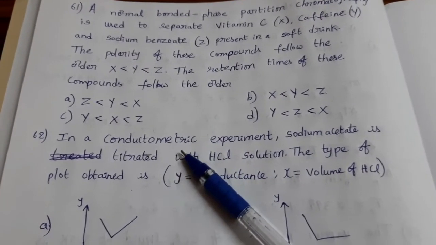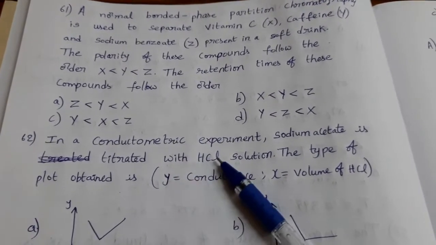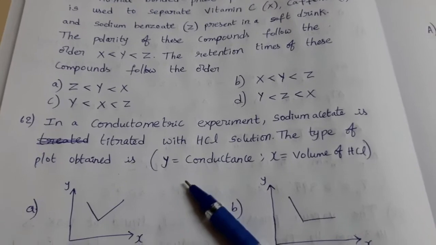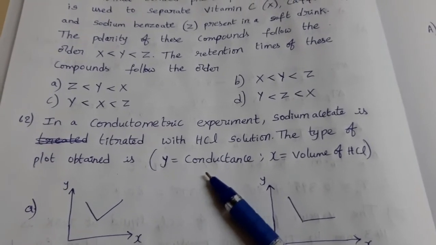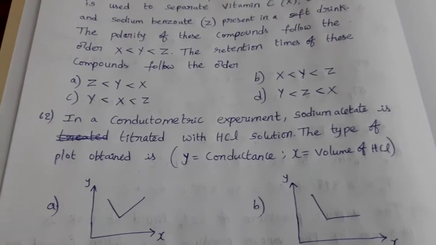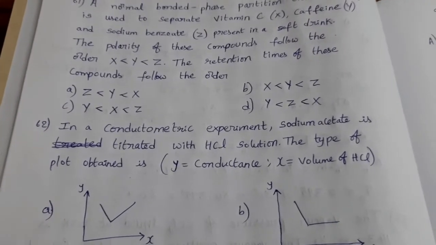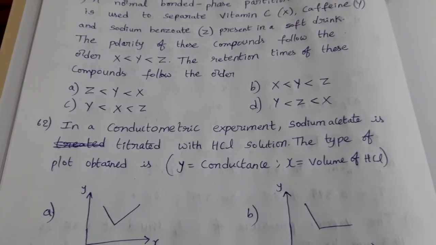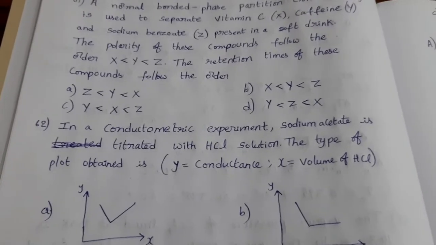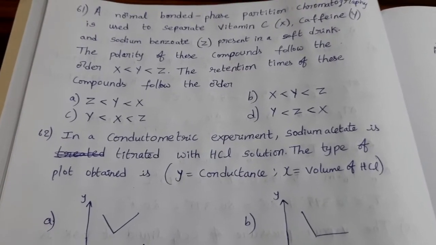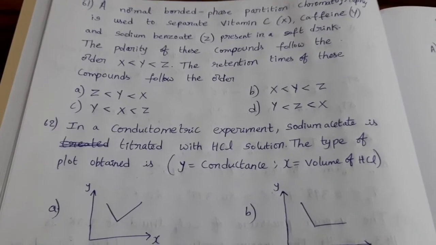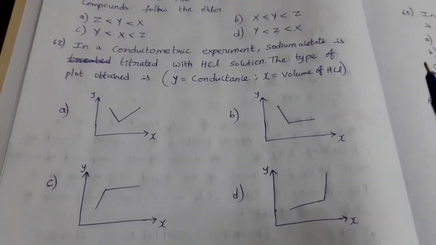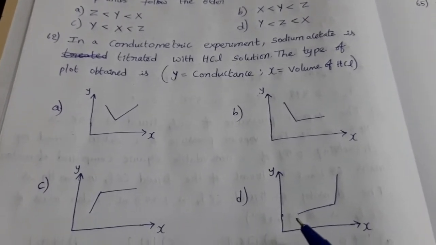Next, in a conductometric experiment, sodium acetate is titrated with HCl solution. The type of plot obtained is, here small y represents conductance, X represents volume of HCl. So HCl is a strong acid, sodium acetate is a salt of a weak acid and a strong base. So this sodium acetate ionizes to a small extent, whereas HCl undergoes complete ionization since it is a strong acid. Then the suitable graph for this titration is option D.